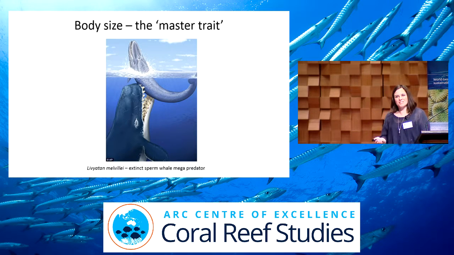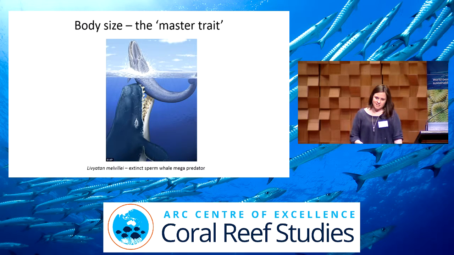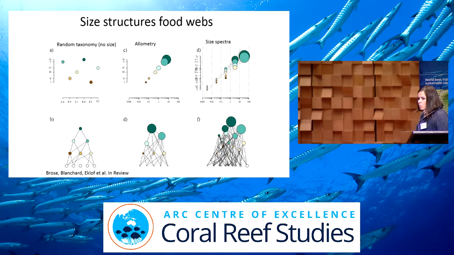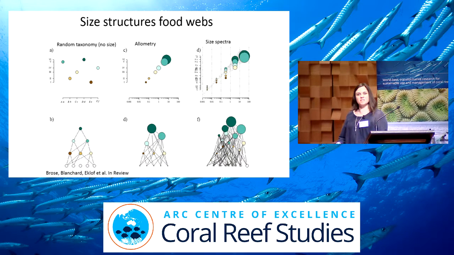So what is the role of big predators like this in food webs and ecosystems? We know that body size has been referred to as the master trait, so it influences all sorts of things, many different types of biological rates, and also the role of organisms in food webs. But the way that we've looked at food webs has been pretty variable through time.